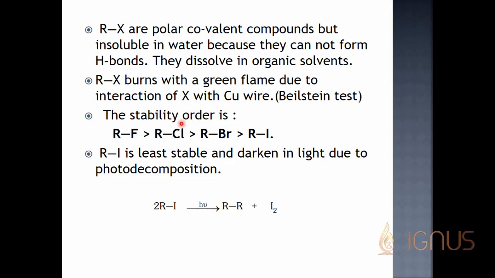Stability order. Always remember, alkyl fluorides are highly stable compared to alkyl chlorides, then alkyl bromides, then alkyl iodides. RF is highly stable. And alkyl iodide is least stable and darkens in light due to photodecomposition. They are kept in the dark because they will undergo photodecomposition to form alkane. Write down these 2 points. These are very important: the Beilstein test and the stability order.